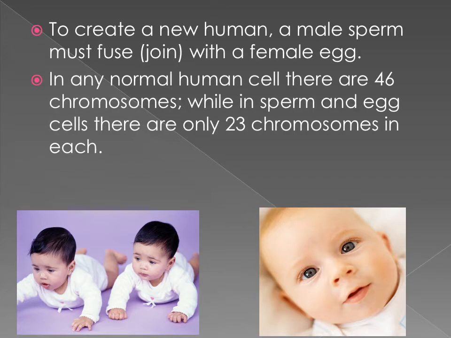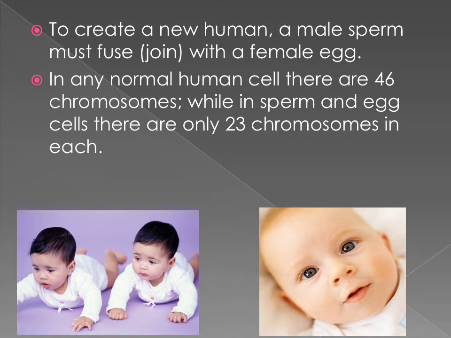First of all, we have to know that in any normal human cell, there are 46 chromosomes. Chromosomes are part of our DNA. So we have a big molecule called the DNA. It is divided into smaller parts. Each part is called a chromosome. This is a part that we can see under the microscope when a cell starts to divide.